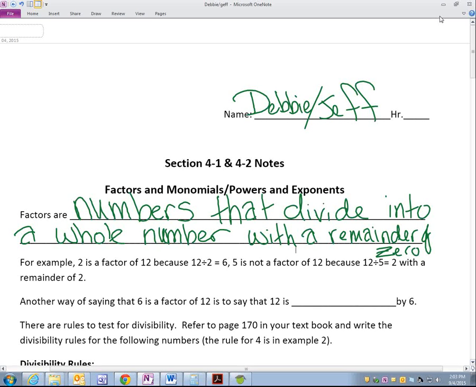Section 4-1 and 4-2 notes. Factors, monomials, and powers and exponents. So those are the two things that we're going over today.